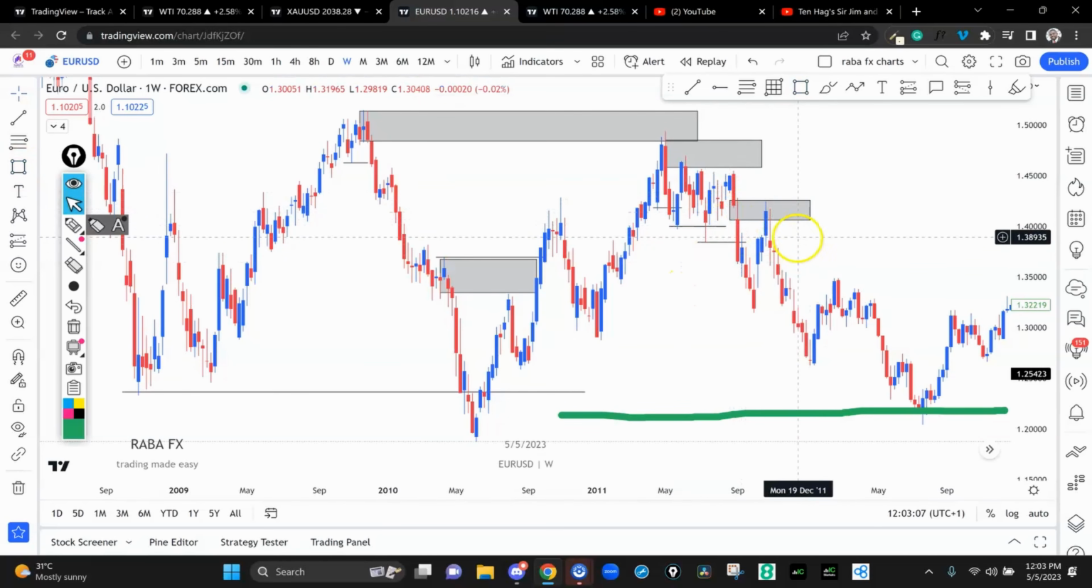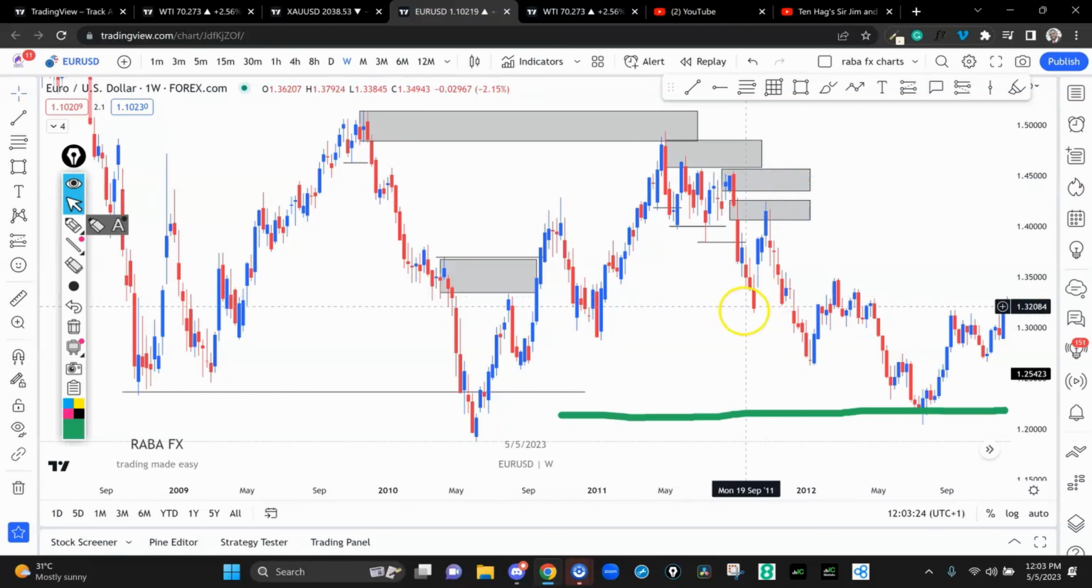This area took out this. You can see price came in here. It's not all the time price will be coming to your origin. You use probability to trade this. You can trade this. If it takes you out, then you sell from here. Everything is probability and trade management.